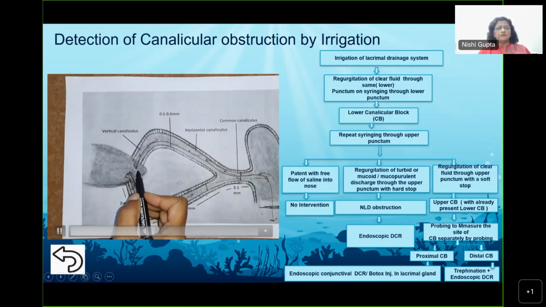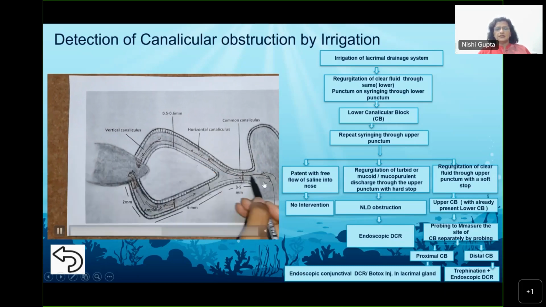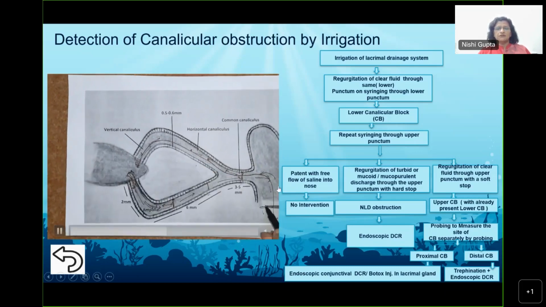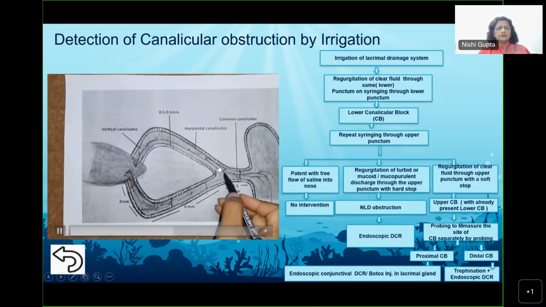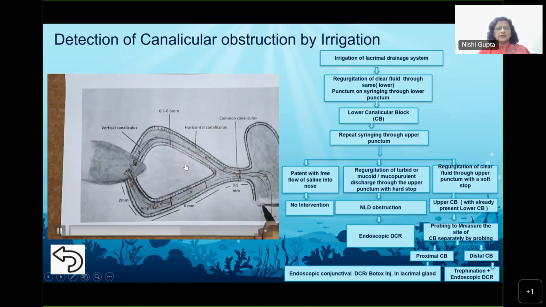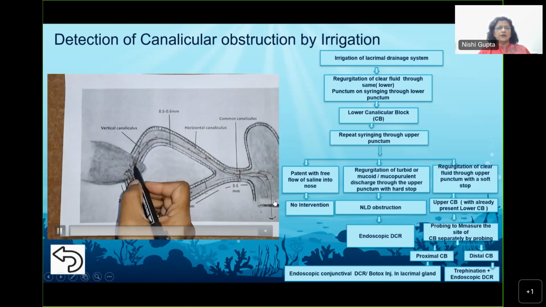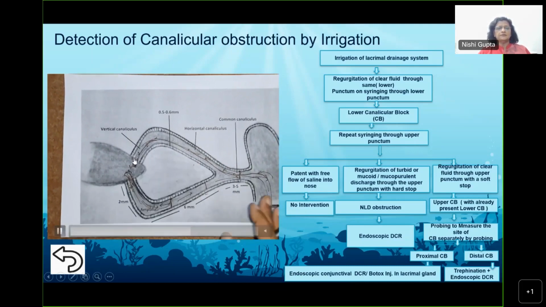Second situation is that fluid passes through the canalicular system and there is NLD obstruction, and there is collection of secretions in the lacrimal sac. They flow back through the upper punctum again. So in that case, DCR is recommended because there is NLD obstruction and one punctum is patent. So DCR works very well in this situation.